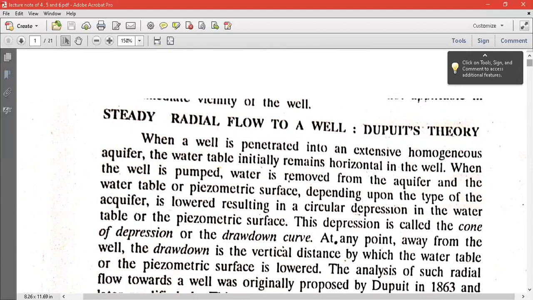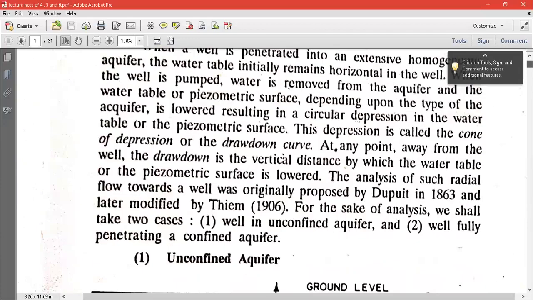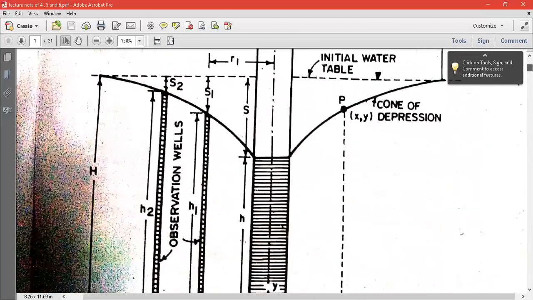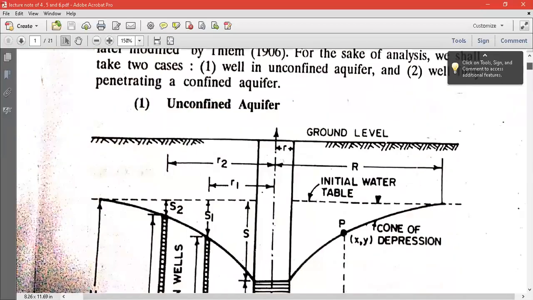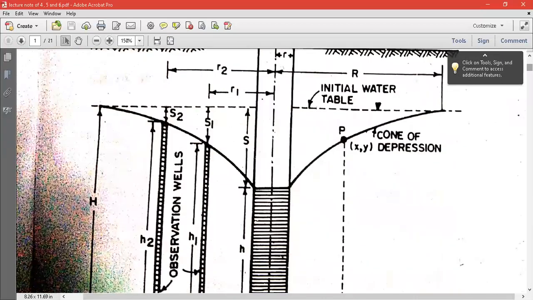Now, this depression is called the cone of depression or the drawdown curve, which is the parabolic curve that we have already discussed and seen also. Now, let us go to the derivation part of that discharge formula. Now, corresponding to the point P, if we make an imaginary circle, kindly listen carefully.